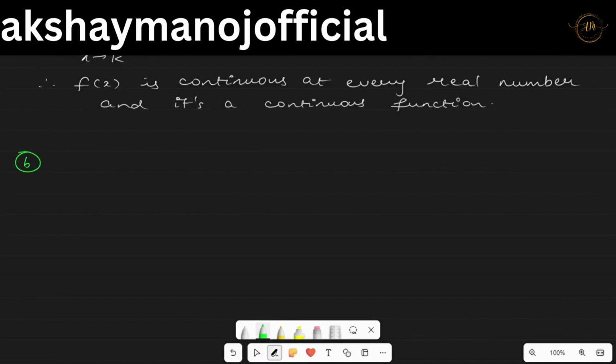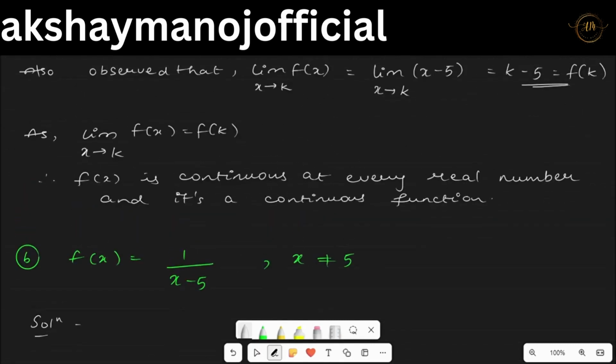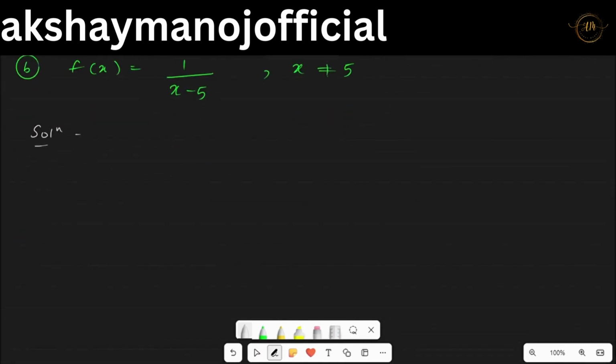What is the second function? f of x equals 1 divided by x minus 5, and what's the one more condition given over there? x is not equal to 5. What happens if x is equal to 5? The function is infinity, right? 1 by 0 is infinity. It's not defined, right? Let's write the solution for this. Can you all try? Similar to the previous one.